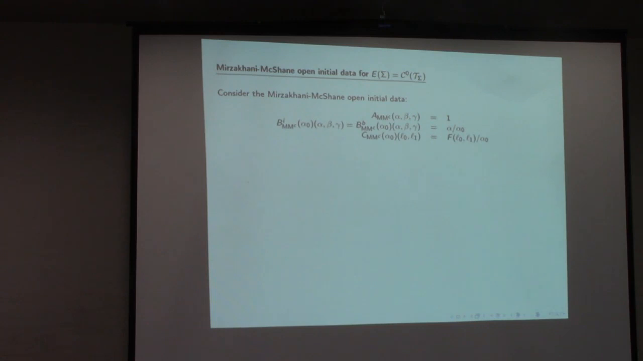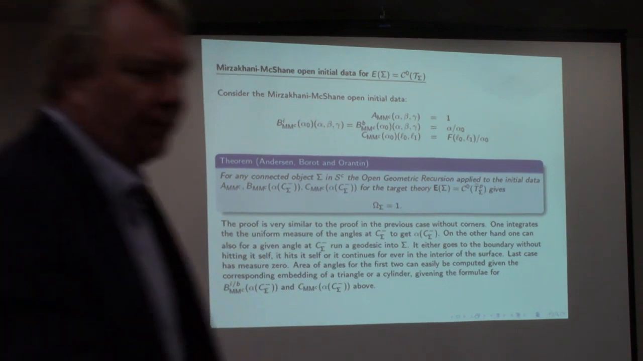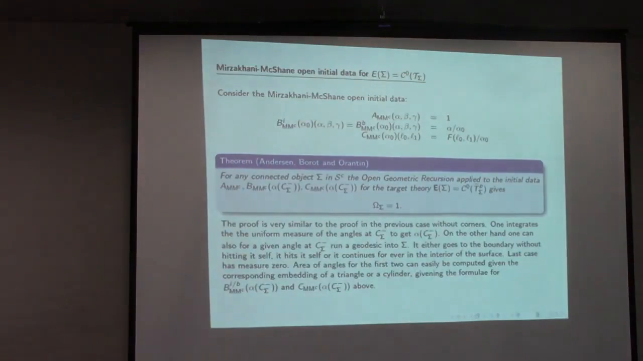But, okay. So the theorem says the following, and I just formulated it for connected surfaces. So if you take a connected surface with a corner, and you run the open geometric recursion applied to this initial data, where at the specific in corner, for alpha_0, you take the total angle at that in corner. So, let's try to draw an example over here. So maybe you have something like this. Maybe this is the in corner.